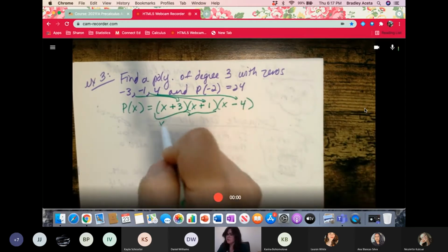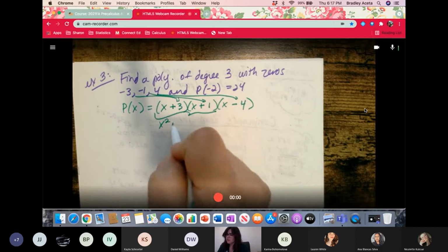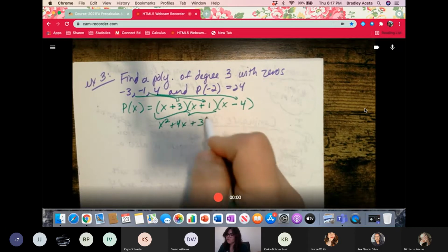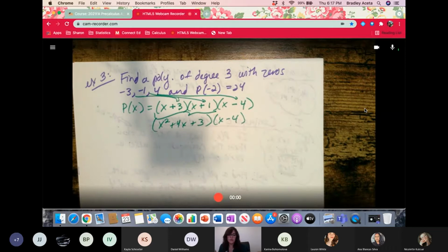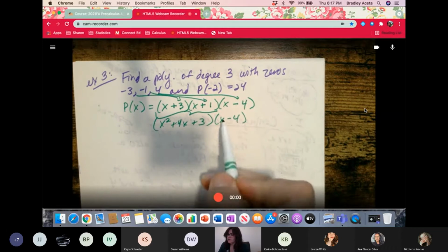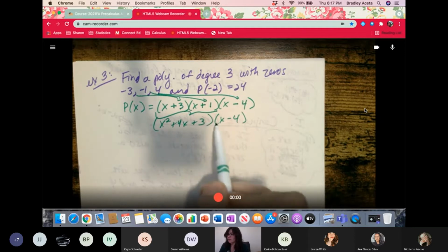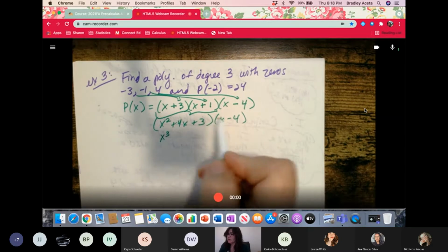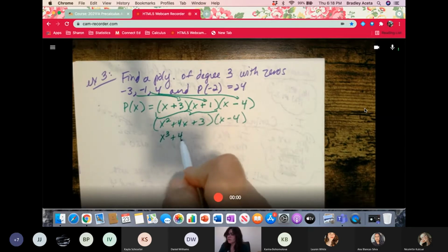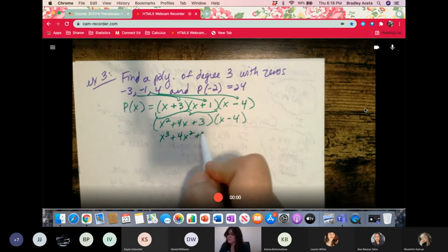Nothing too terrible here. X squared plus 4x plus 3. I'm just going to safely assume you can FOIL that quickly. And now this is a trinomial and a binomial. And so you have to do the binomial times each one. So x times x squared is x cubed. X times 4x is 4x squared. X times 3 is 3x.